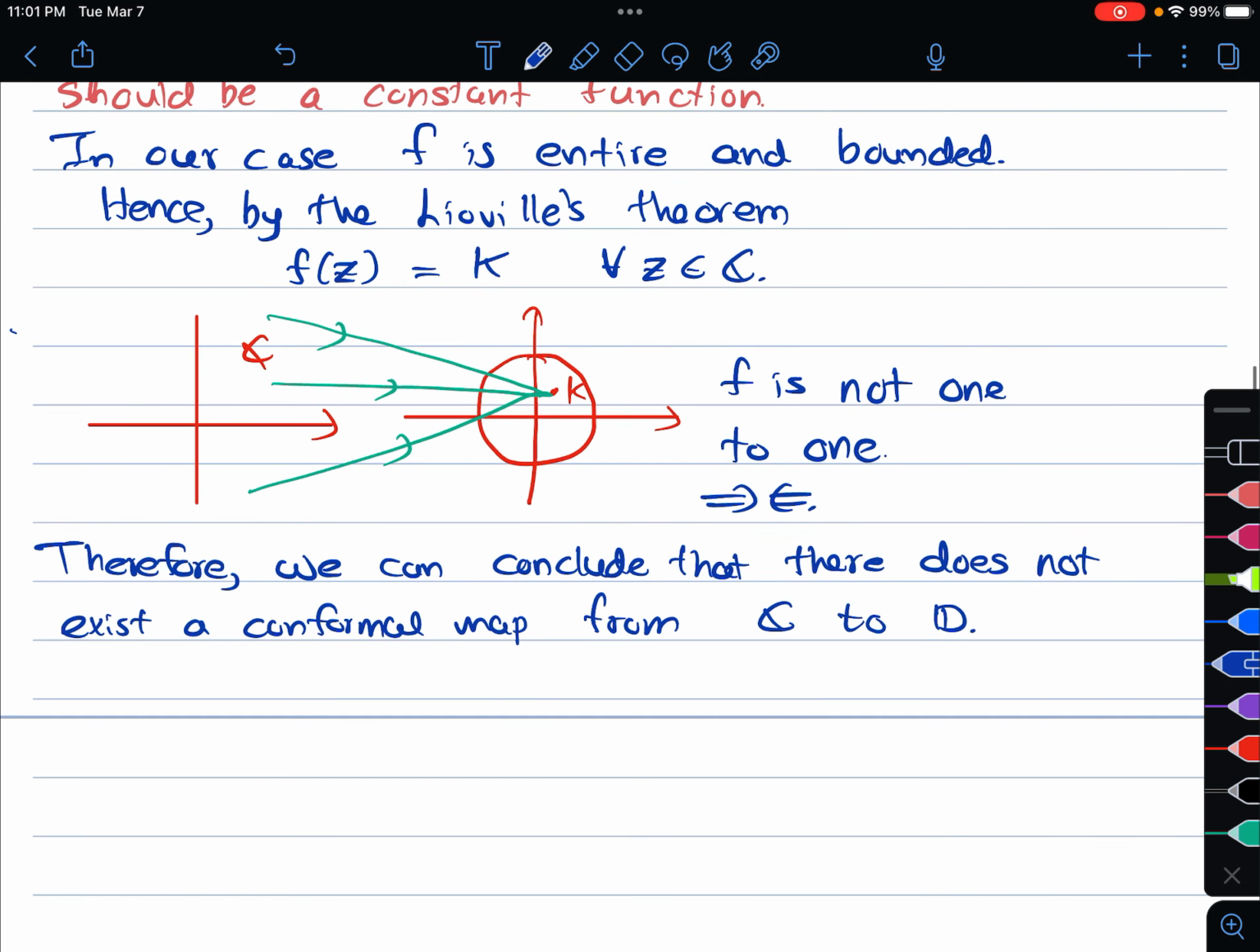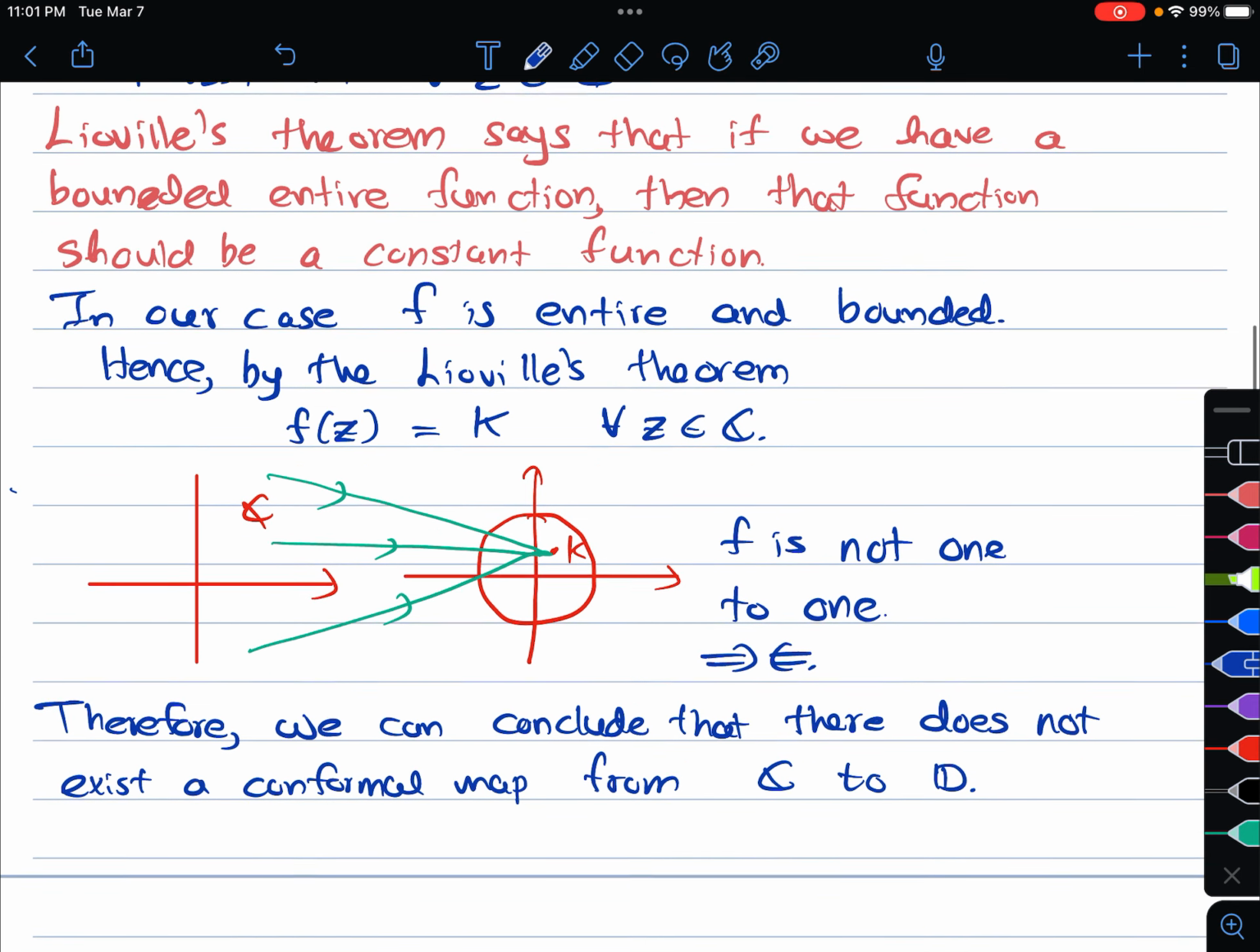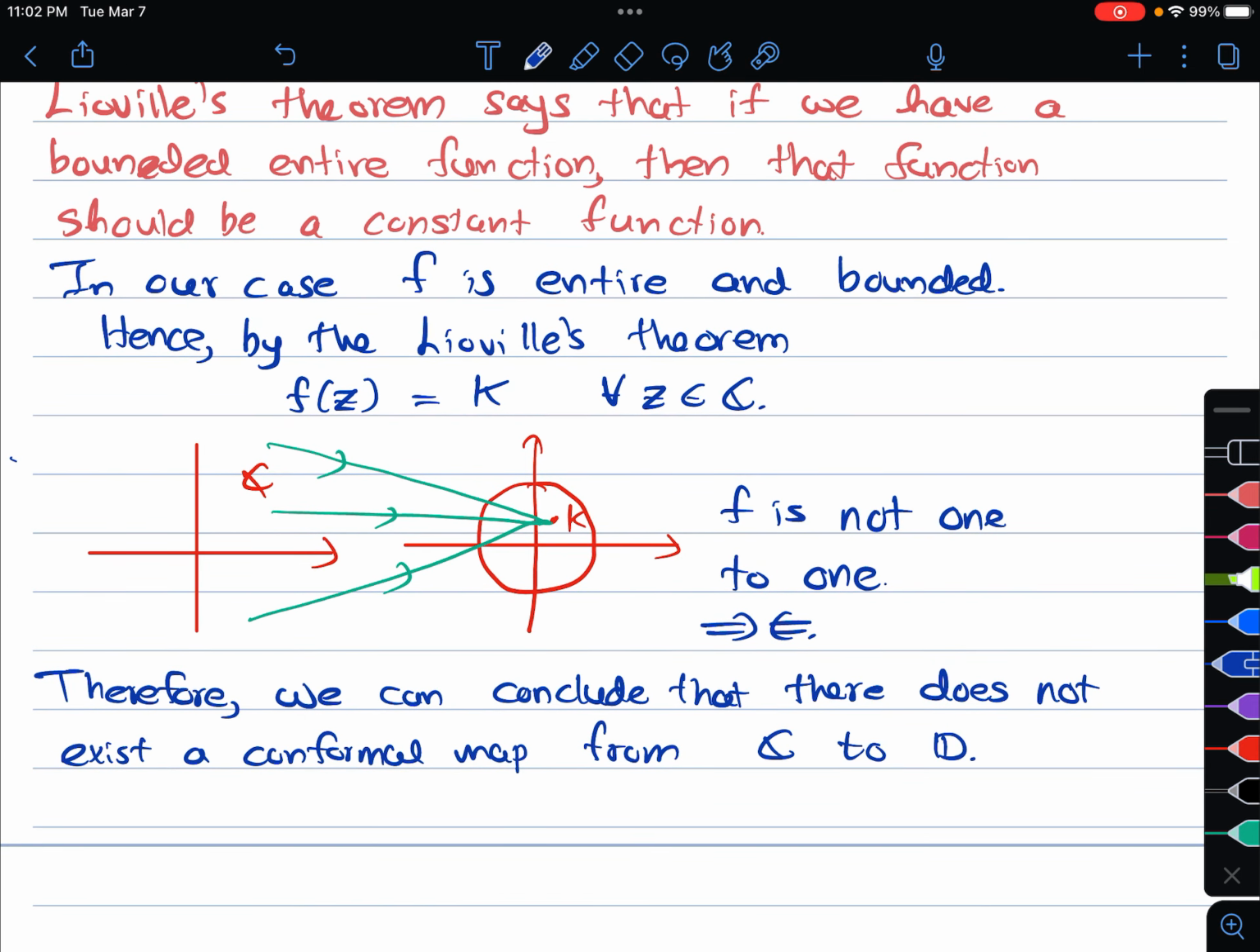I hope you understood what I did here. This is a good example, a good application of Liouville's theorem.